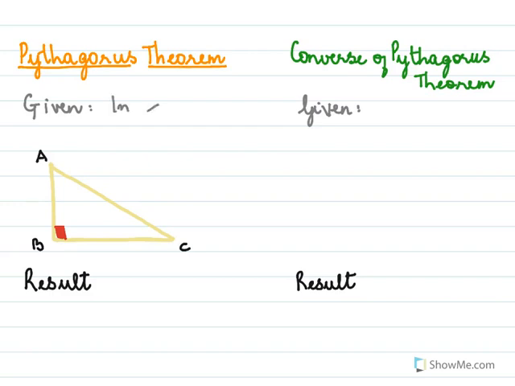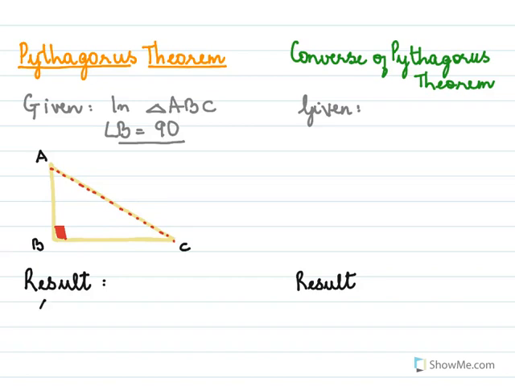So in triangle ABC, angle B equal to 90. So this is the criteria for Pythagoras theorem. One angle should be 90. If that is the case, then we can say that the hypotenuse square. Now, who is the hypotenuse? The side opposite 90 is the hypotenuse. So here in this case, AC is the hypotenuse.